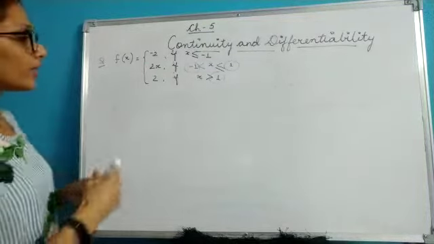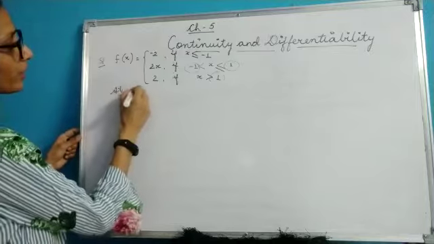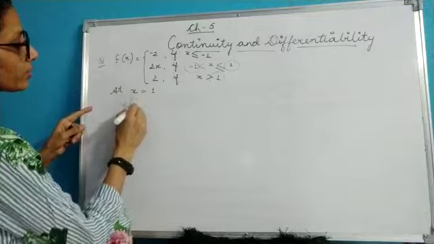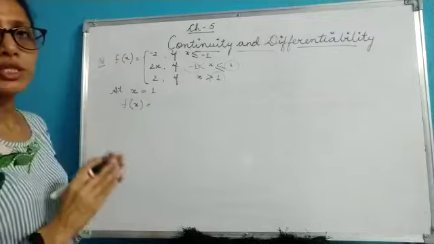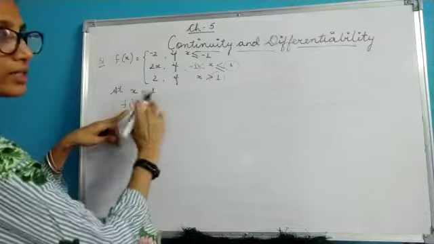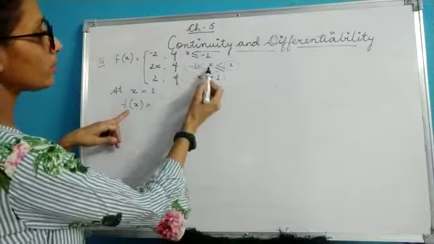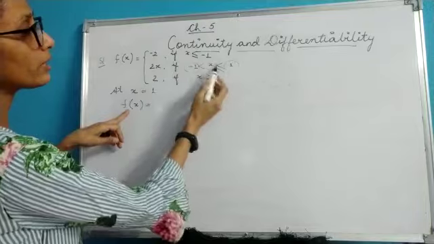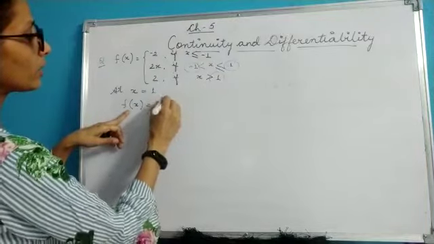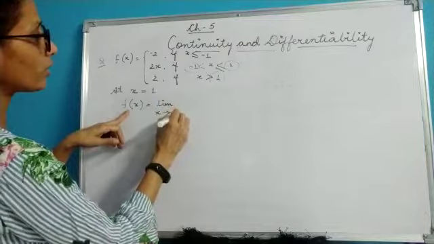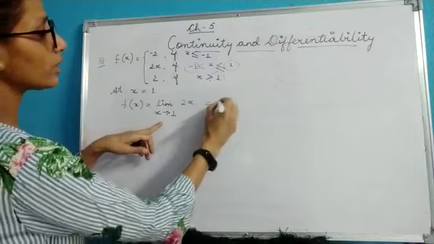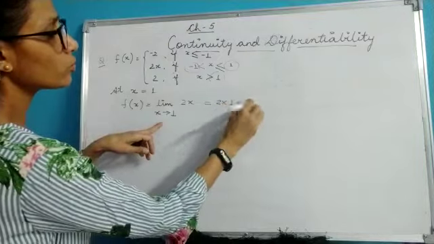Now children, let's do it at x equal to 1. Now f(x), if I am taking at x equal to 1, this will be the function when I am taking x equal to 1. So my function here will be limit x tends to 1 and my function is 2x. So this can be written as 2 into 1, which is equal to 2.